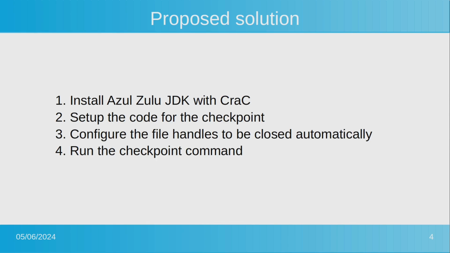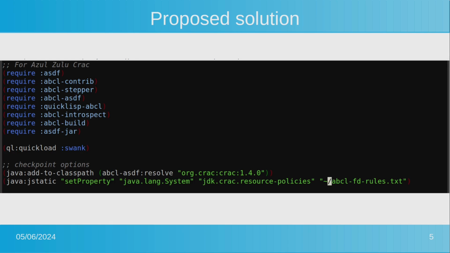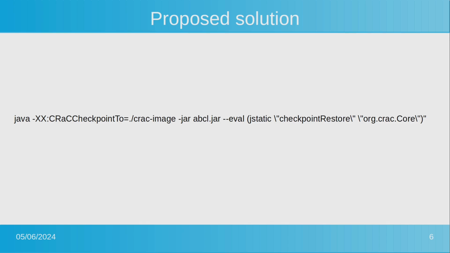So after that, I was able to run the checkpoint command. This is the code, the countries that were delaying too much, and the last two lines are related to CRaC. And this was the command. Basically, we're loading ABCL, but specifying in the first argument you are seeing, CRaC checkpoint to, the path in which we want to save that checkpoint. And after loading ABCL, the call to the checkpoint restore static method will save the core in that path and shut down the JVM.